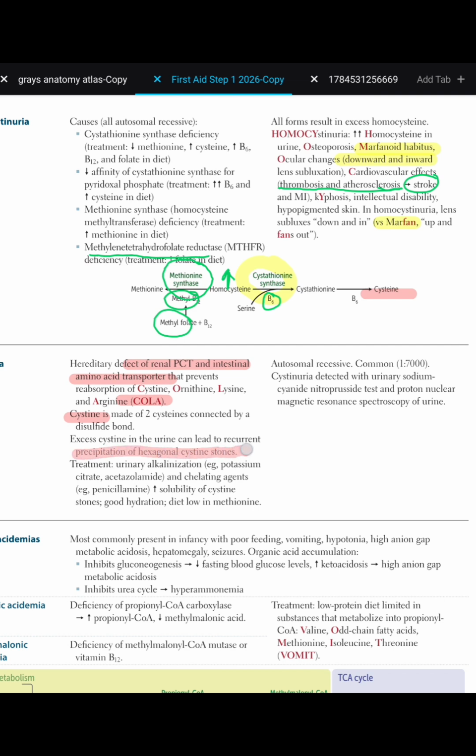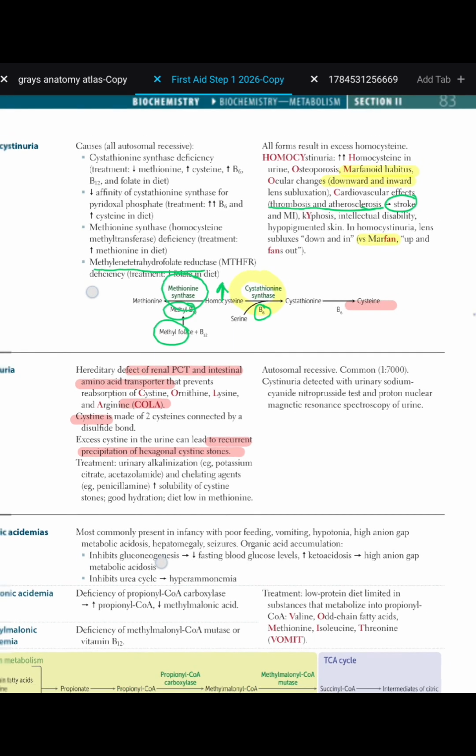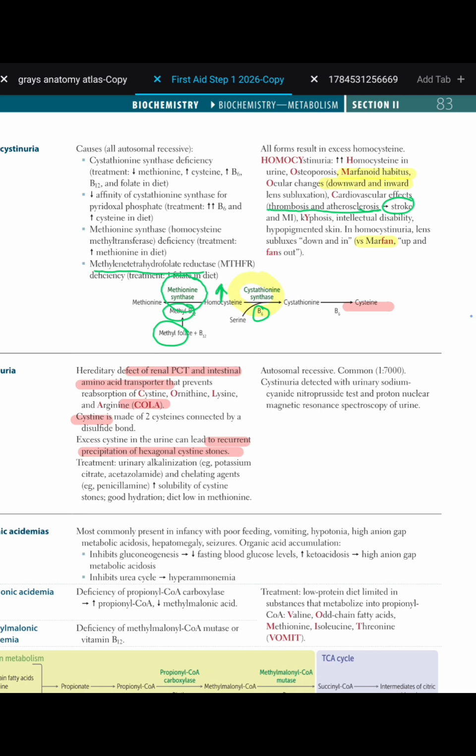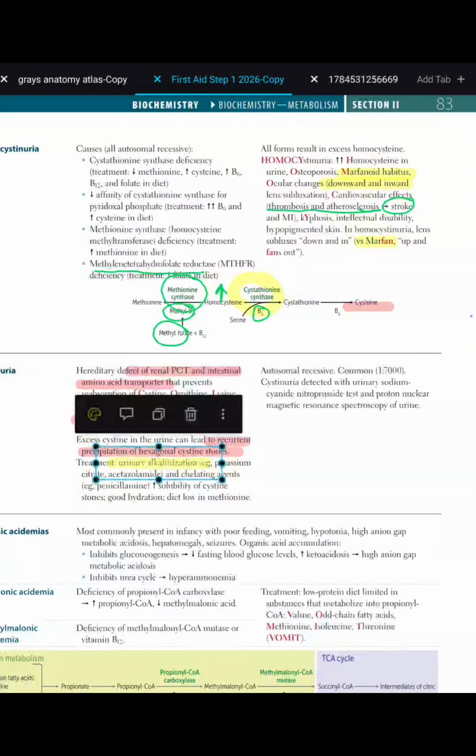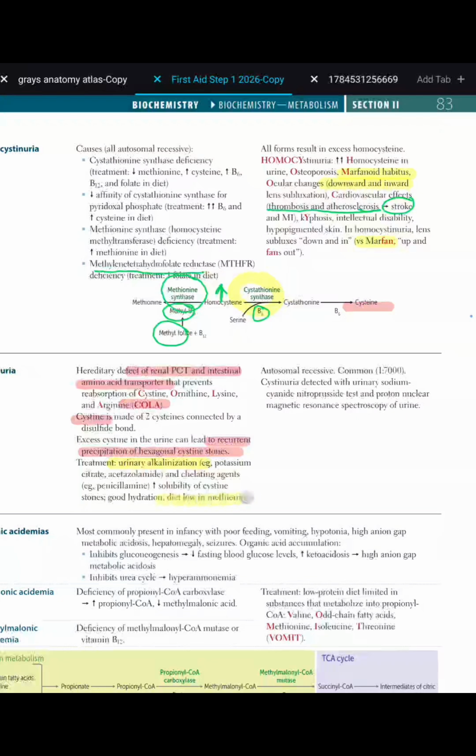As written here, it forms hexagonal cystine stones, and these are recurrent. So a patient will come to you with recurrent kidney stone symptoms, and you can make a differential of cystinuria. How can you treat cystinuria? The first thing you have to do is make the urine alkaline, because cystine stones form in an acidic environment. If you make the urine alkaline, it will decrease the formation of kidney stones. So you have to do urine alkalinization, and the other thing is you have to decrease methionine.